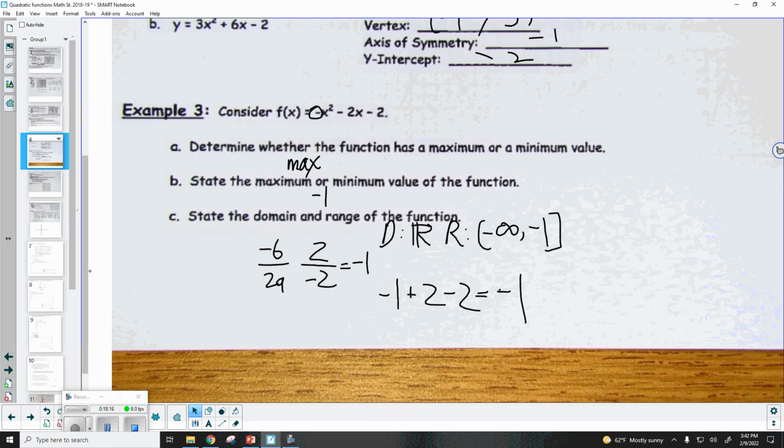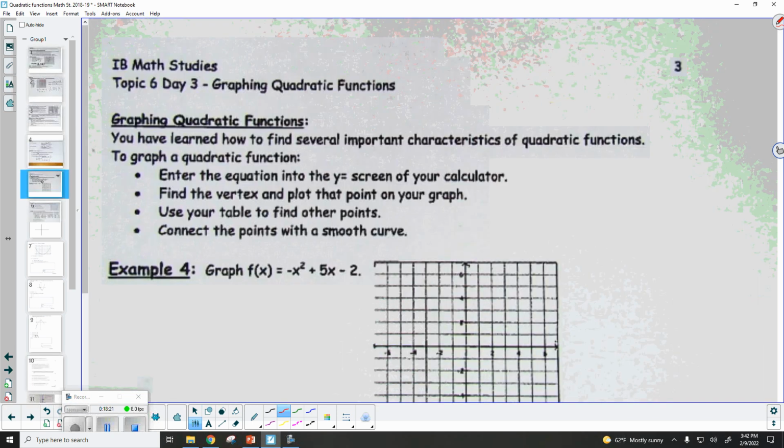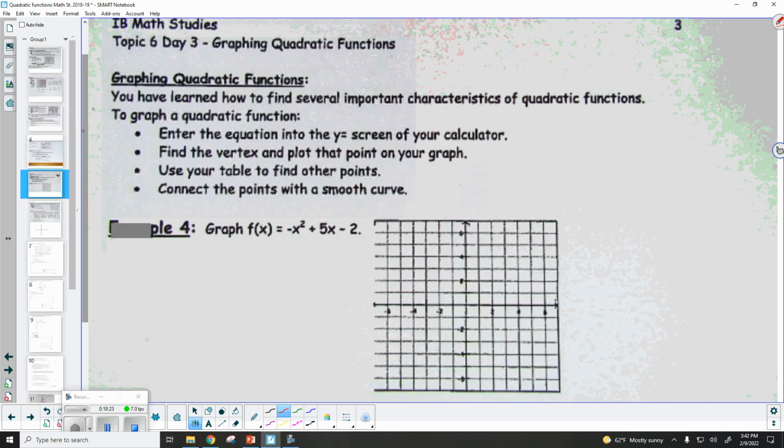All right. And then for the third page, graphing quadratic functions. You guys are being reminded about a lot of the characteristics of quadratic functions. Enter into the Y screen, find the vertex and plot that point on your graph, and you're able to find other points. That one was like a Control T, right? Yes. If you've already plugged it into the calculator, while looking at the graph, hit Control T and it'll split screen it from the table of values.